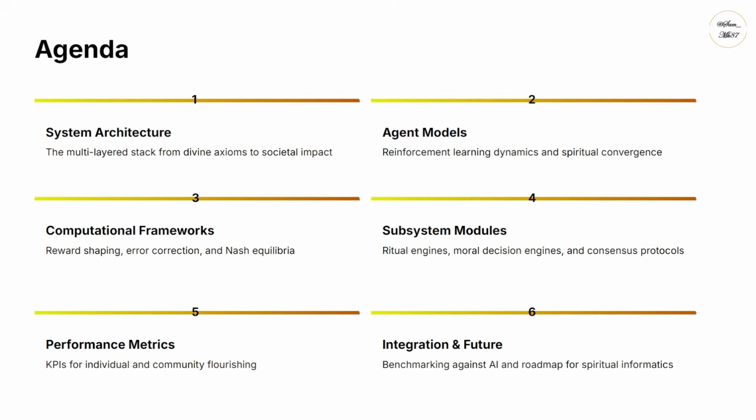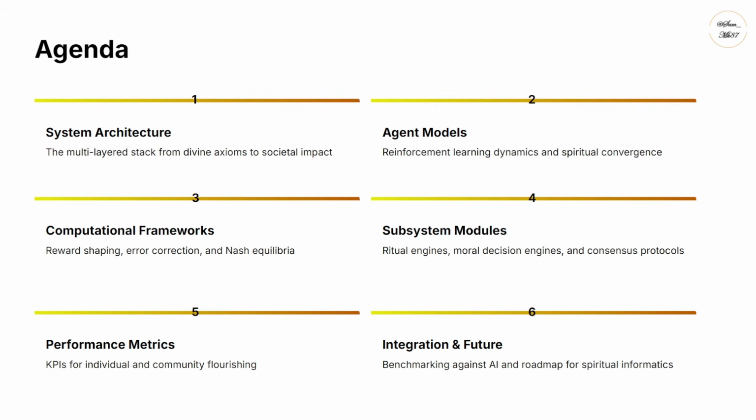Next, we will look at the computational frameworks and subsystems that drive these agents within the religious framework and system. We're going to cover things like reward shaping, error correction, and consensus building. And finally, we're going to talk about performance metrics, how we can evaluate flourishing, alignment, and long-term societal impact. So this is how you evaluate the system, and that's the main reason we are going to consider the whole moral and religious system and then try to evaluate each component.